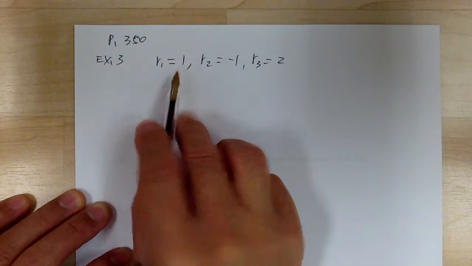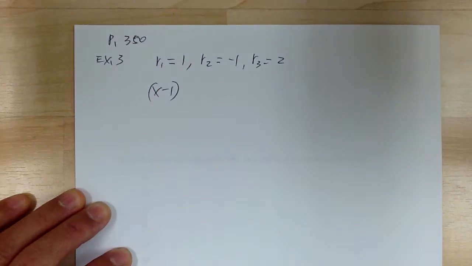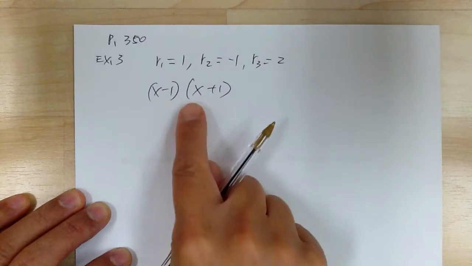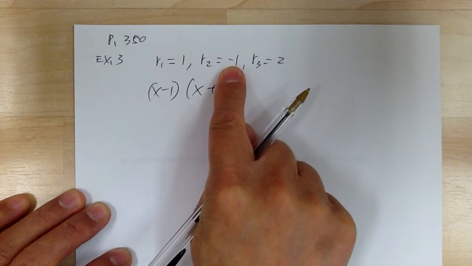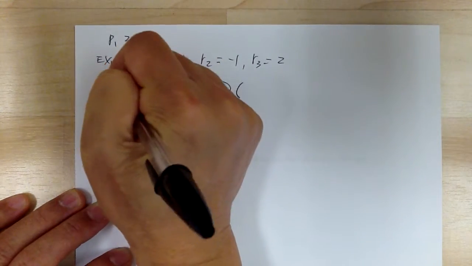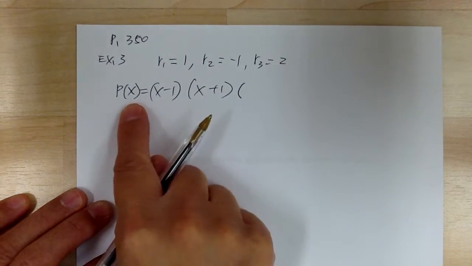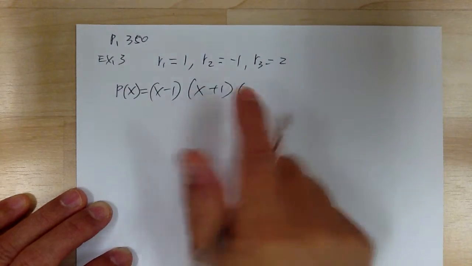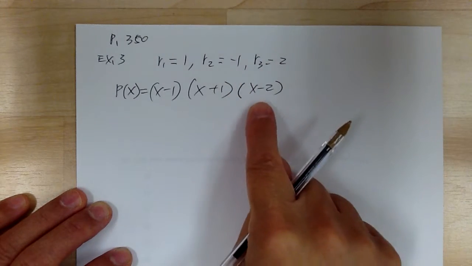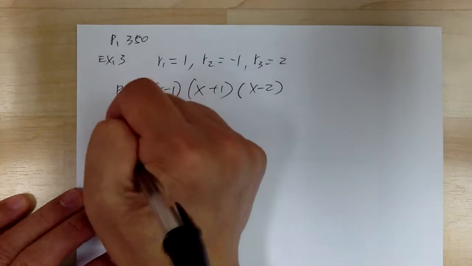So this came from x minus 1. When you solve x minus 1, that's how you get 1. This one came from x plus 1. So when you set this equal to 0 and solve, that's how you get that. And p of x is the polynomial you're looking for. So p of x equal to x minus 1, x plus 1, and x minus 2. So again, from the roots, you get a factor, and from the factor, you multiply everything out. So you have to distribute and multiply out.